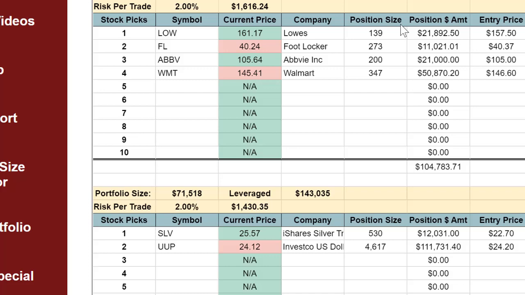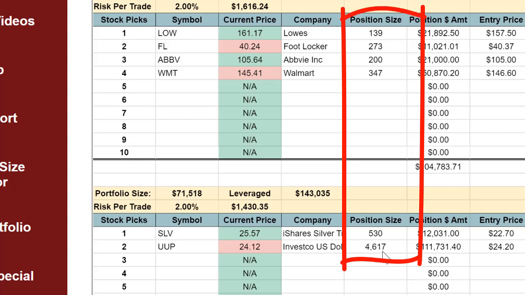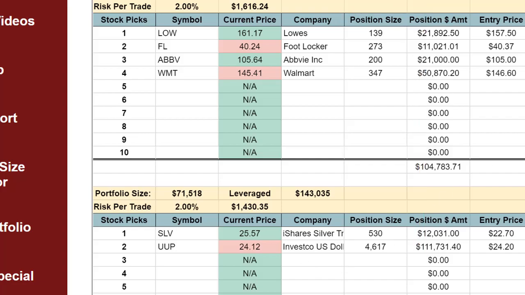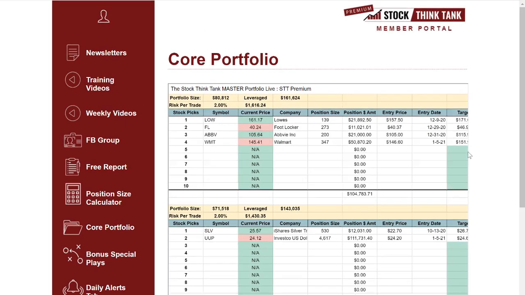We also happen to have 3 stocks profitable and 3 stocks in the red. Now, if you look at the position size column here, you'll see that we have a varied amount of shares of these 6 securities. 139 shares of Lowe's, all the way down to 4,617 shares of UUP, which is Invesco's US Dollar Index ETF. Why do we have such a varied number of shares? Well, that's the whole point of the position size calculator. It's because it keeps your risk in balance.